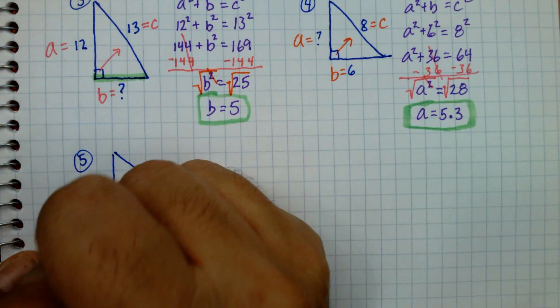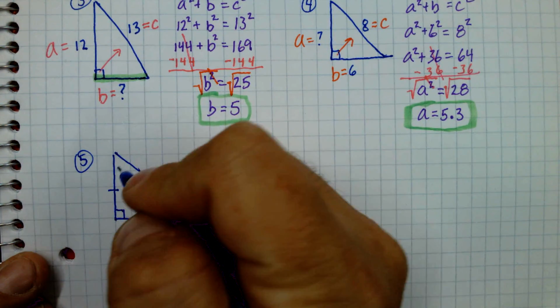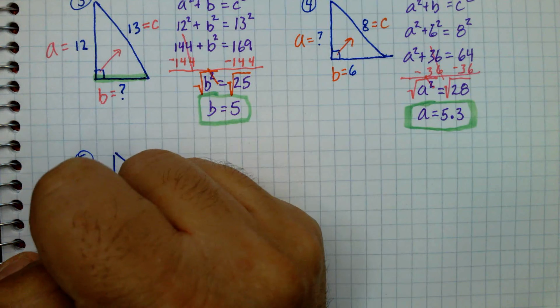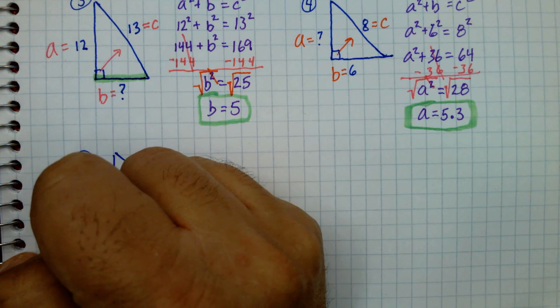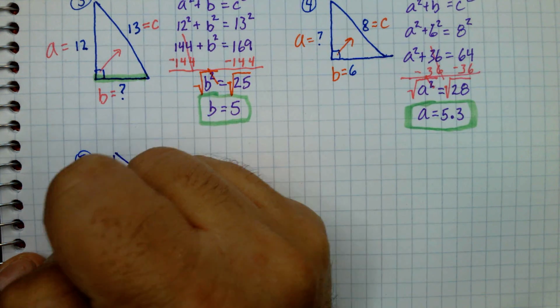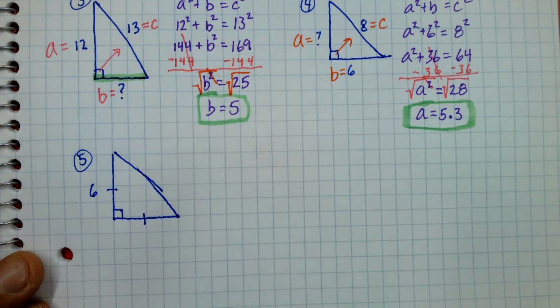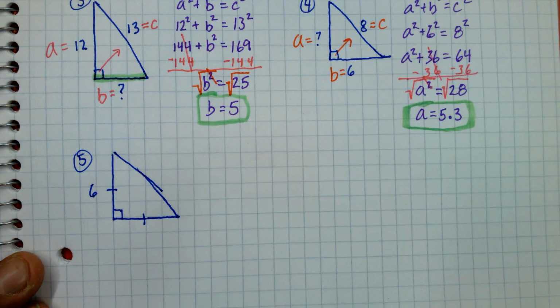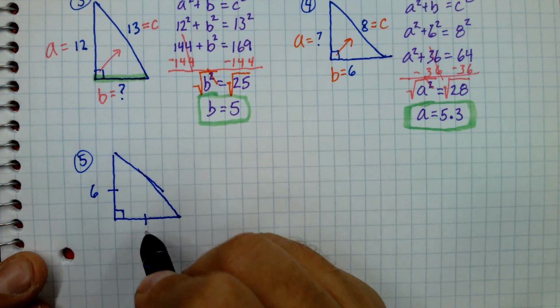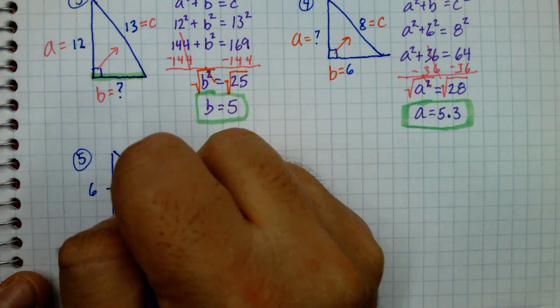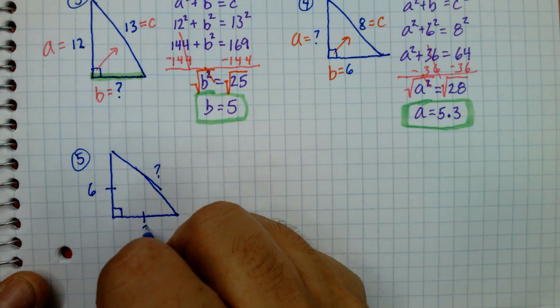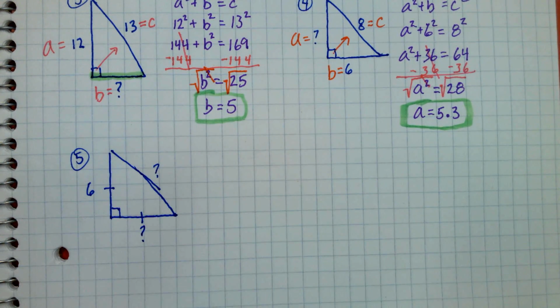So let's say this is, I'm just kind of thinking of a number. Let's say this is 6. We have two unknowns, here and here. Wait, that doesn't work then.